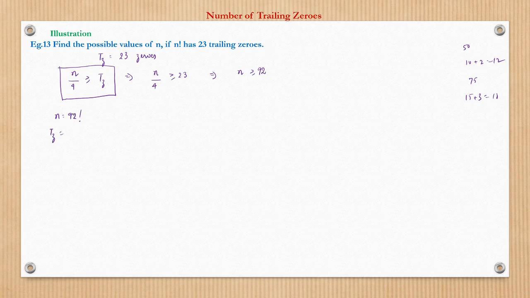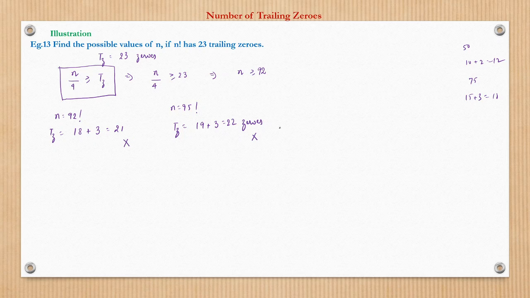So number of trailing zeros in 92 factorial is 92 by 5 which is 18, 18 by 5 which is 3. So it becomes 21 zeros, but we want 23, right? So this is not a possible case. So now what should we check? The next multiple of 5 from 92 is 95, n is equal to 95. But we can directly say that even that will not be satisfying because it will have just one more tz, that is 22. That one check also: 95 by 5 is 19 and 19 by 5 is 3. So it is 22.